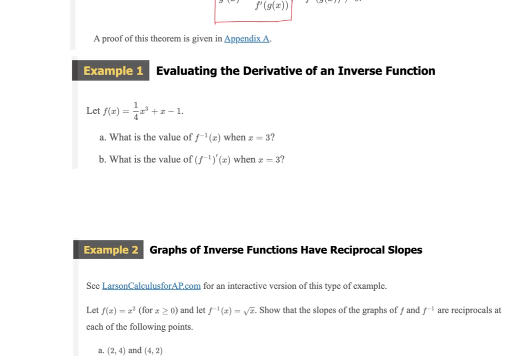So we're going to change this question a bit. We're going to skip the first one and we're going to do the second one, just to show the whole process. So what's the derivative of the inverse of f when x equals 3? Oftentimes that will be written as the derivative of the inverse at 3. Sorry, not x, but 3. Okay, that's what we're looking for.